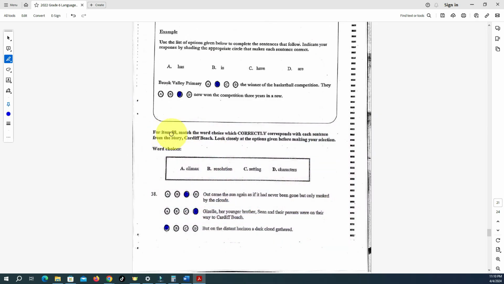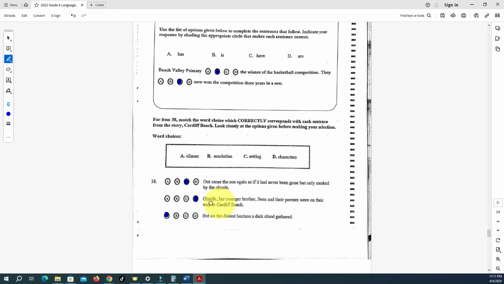For item number 38, match the word choice which correctly corresponds with each sentence from the story, Cardiff Beach. Look closely at the options given before making your selection. Word choices are climax, resolution, setting, and characters. So, "Out came the sun again as if it had never been gone but only masked by the clouds." I would say that's a setting, right?